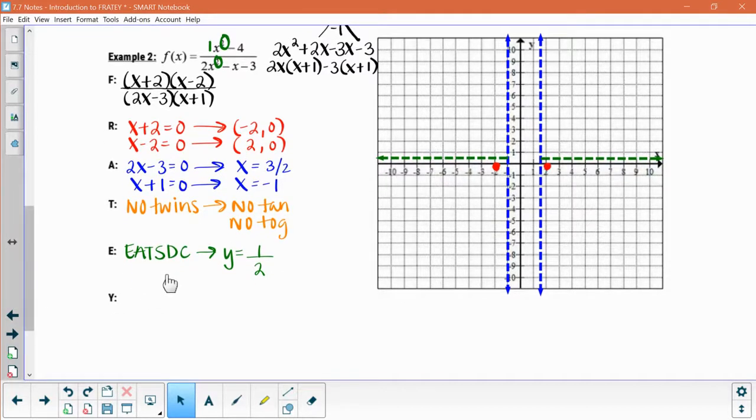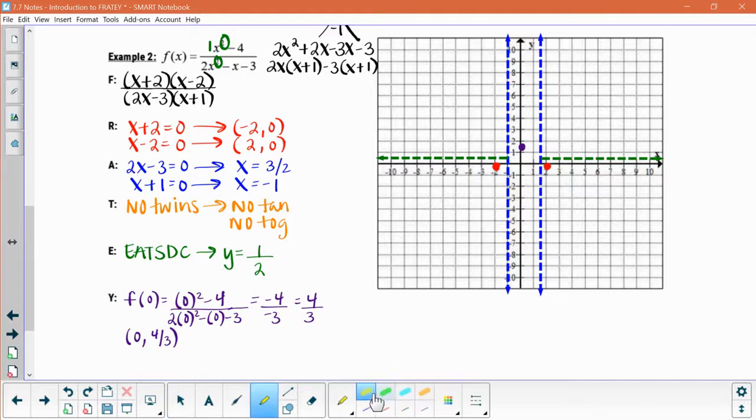For y, I'm going to plug in 0 everywhere that I see an x. That gives me -4 over -3, which is +4 over 3. So my y-intercept is at 1 and 1/3. Now that I have all of my pieces in place, you want to be mindful of the fact that I can only cross an x-axis and a y-axis where I have intercepts. Then we move on to actually drawing our curves.